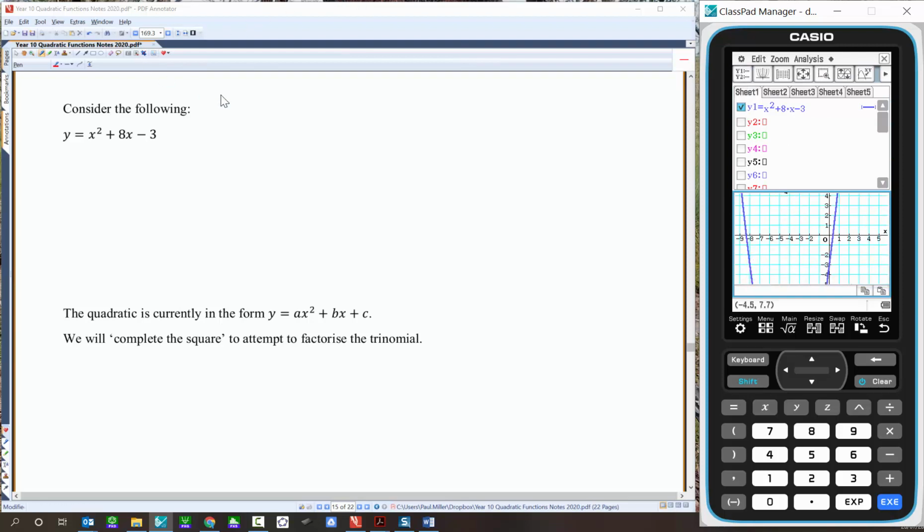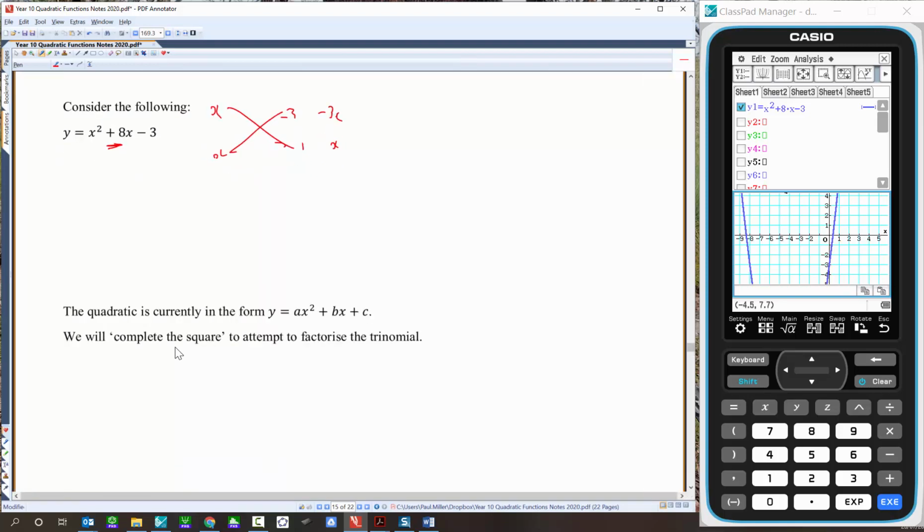So what you would do typically, and I always do, is try the cross method, 3, 1, x, x, could be negative, in which case we've got negative 3x and x, reverse it up, and it's clear that we're never going to make that. Right, so what we do is we note that the form of the quadratic is ax squared plus bx plus c. So what we'll do is complete the square to attempt to factorize the trinomial.